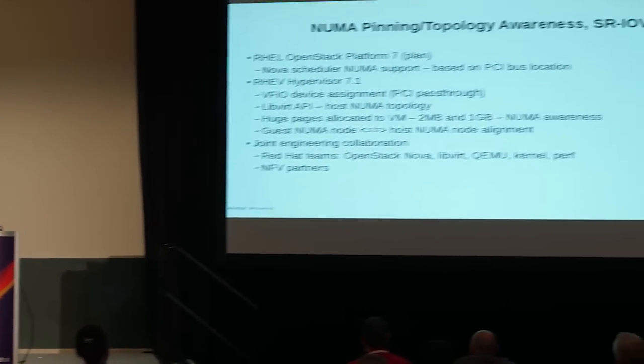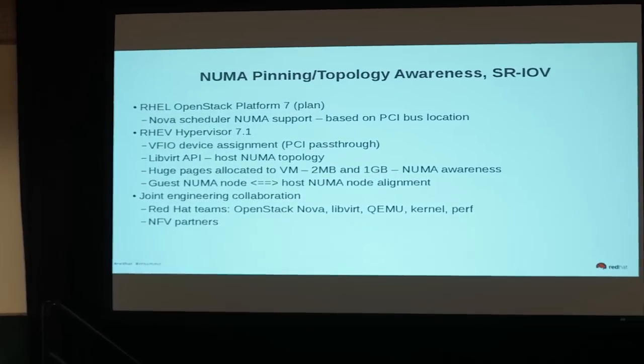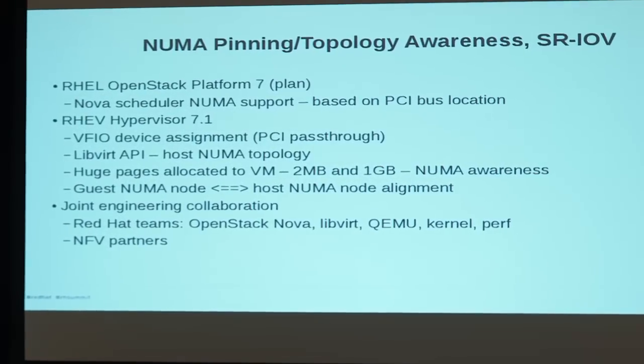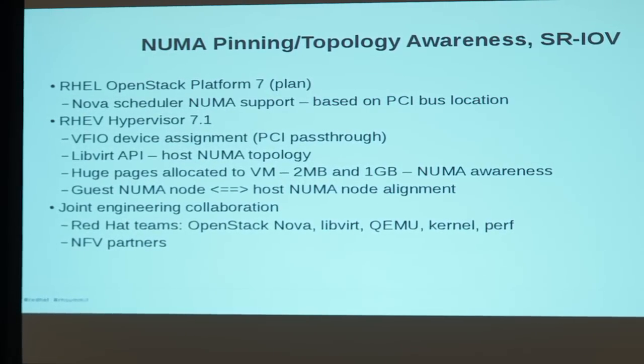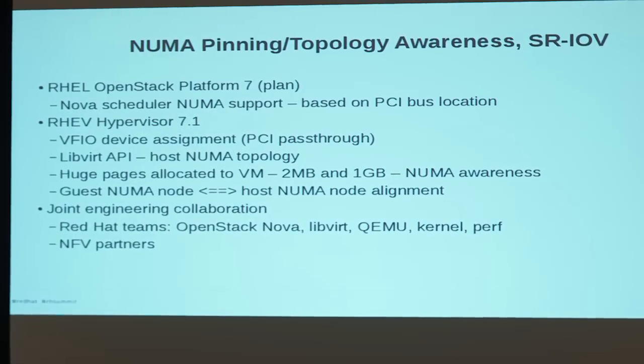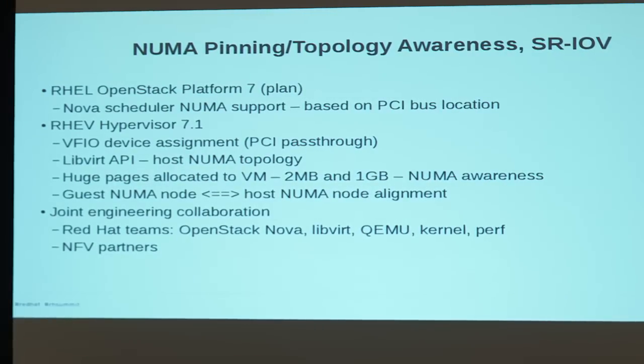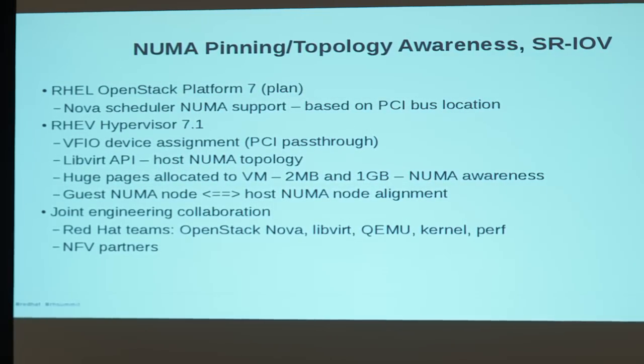So NUMA pinning, NUMA topology awareness, SR-IOV device assignment. This is planned to be fully supported with RHEL OSP 7. This one is kind of weird because all the technology in the RHEV Hypervisor is done in 7.1. I guess the piece that was missing in OSP 6 was the Nova scheduler. The Nova scheduler can discover where the PCI device is assigned or where it lives in the host, and then schedule the guest to run in that NUMA node.